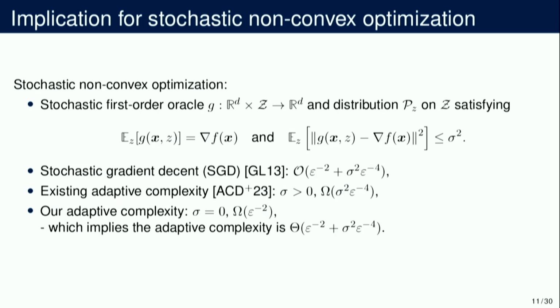And stochastic gradient descent has been shown to be query optimal. The existing adaptive complexity result shows it is optimal when sigma is large. In our results, we show adaptive complexity combined with large variance, and combined with our results with sigma equal to 0, implies the correct answer for stochastic non-convex optimization is like this, which means SGD is optimal. And we also give a slogan like this: parallel offers no acceleration for high-dimensional stochastic non-convex optimization.